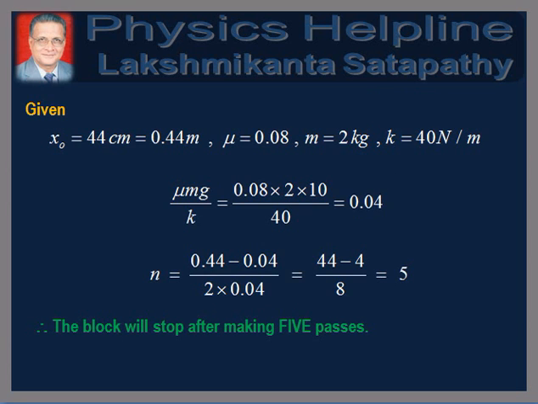It is given in the question that x0 is equal to 44 centimeters, which is equal to 0.44 meters. Mu is equal to 0.08, m is equal to 2 kg, k is equal to 40 newtons per meter. Putting these values, we calculate the value of mu mg by k, which is equal to 0.04. Therefore, n is equal to 0.44 minus 0.04 divided by 2 into 0.04, which is equal to 5. Therefore, the block stops after passing the mean position 5 times, which is the answer to the question.